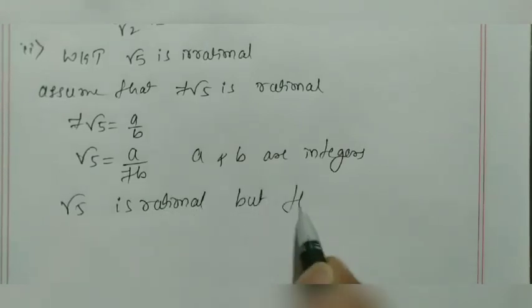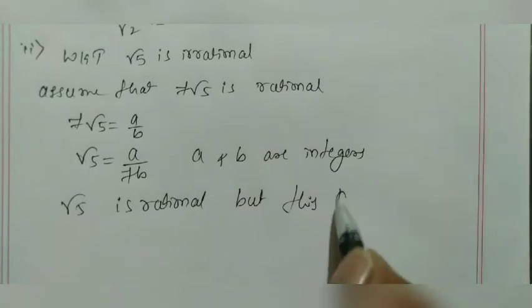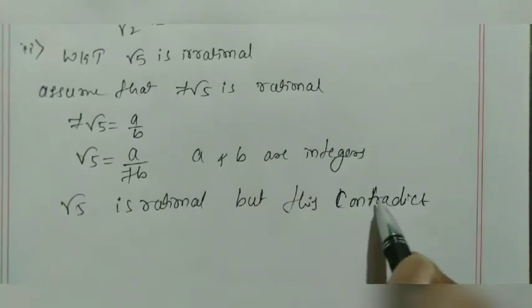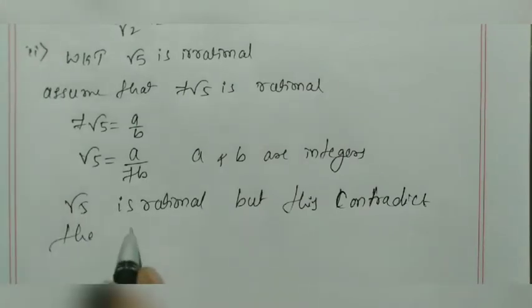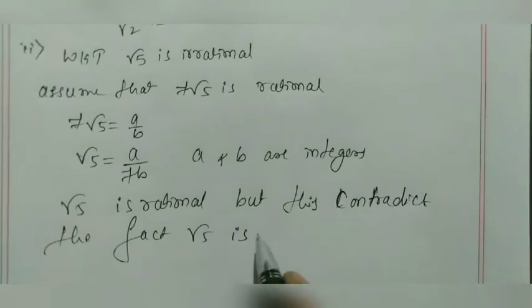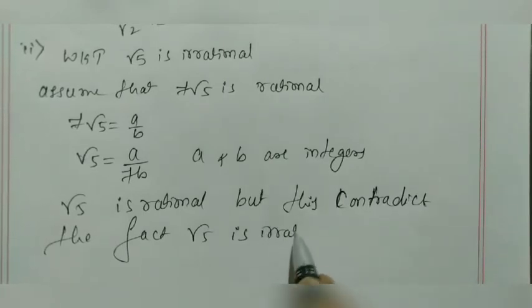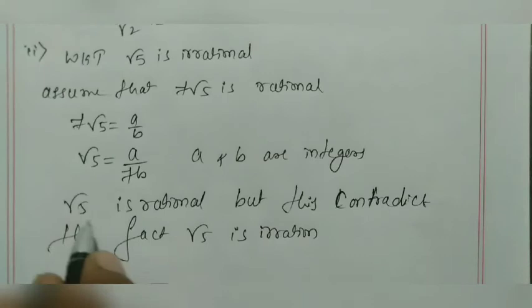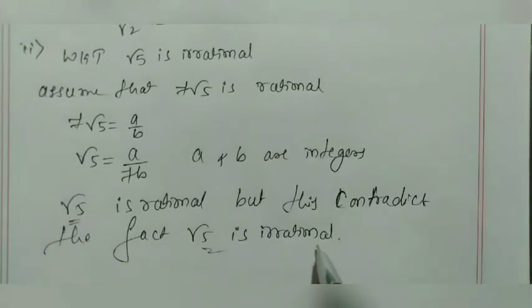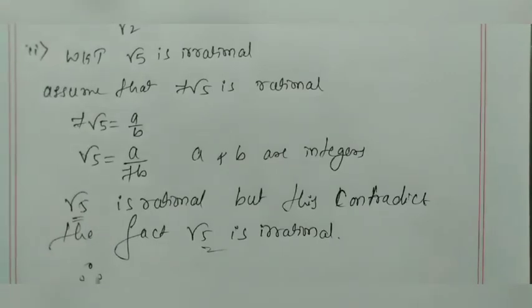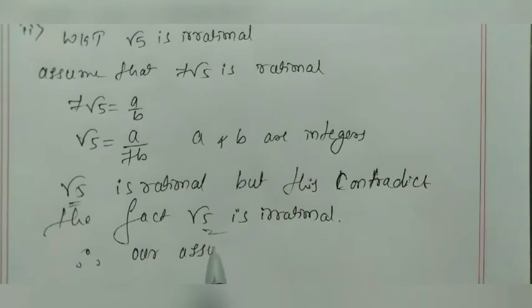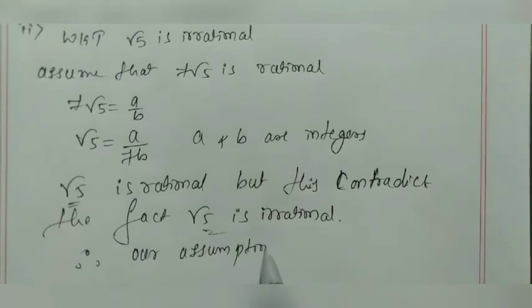But this contradicts the fact that root 5 is irrational. Therefore our assumption is wrong.